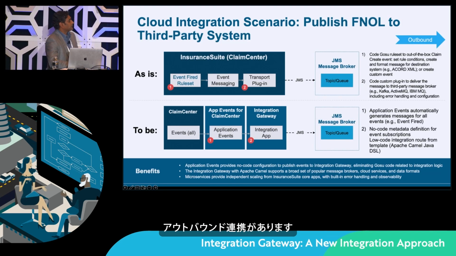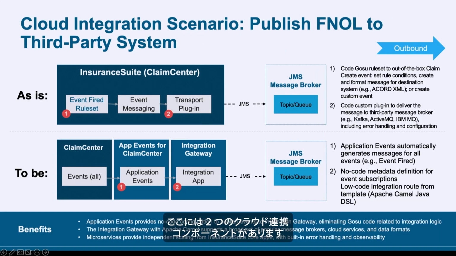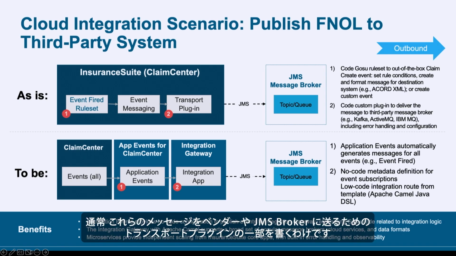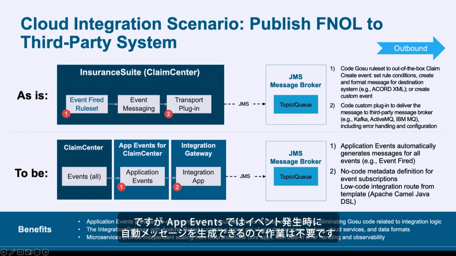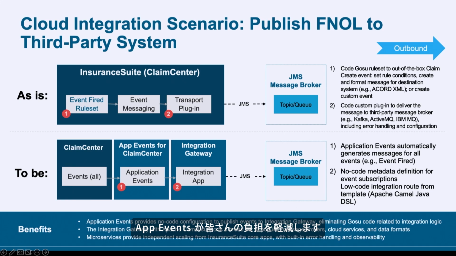This is another example, an example of outbound integration. We have two cloud integration components here. Again in the as-is code, you're writing a bunch of code to create custom events you want to fire when something happens, and then a bunch of code to plug it in, basically writing part of the transport plugin to send the messages to the vendors or the JMS broker here. With app events, it's very effortless, because app events can automatically generate messages when these events happen. App events is doing a lot of heavy lifting for you.